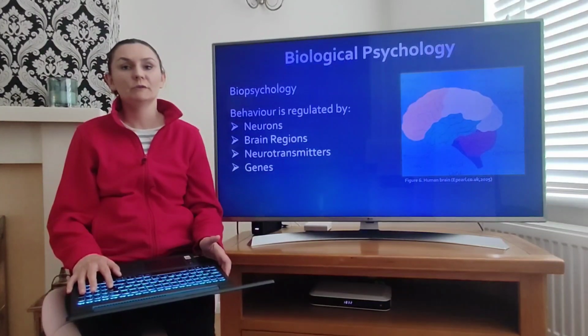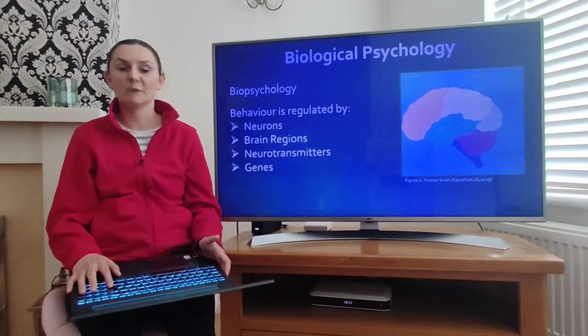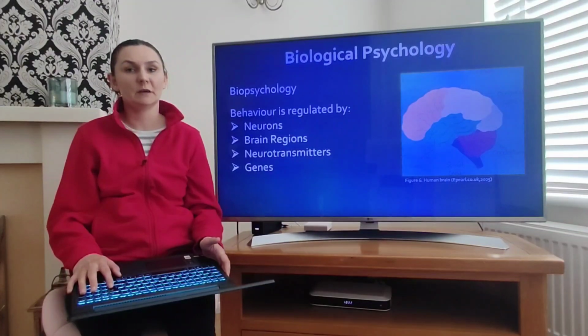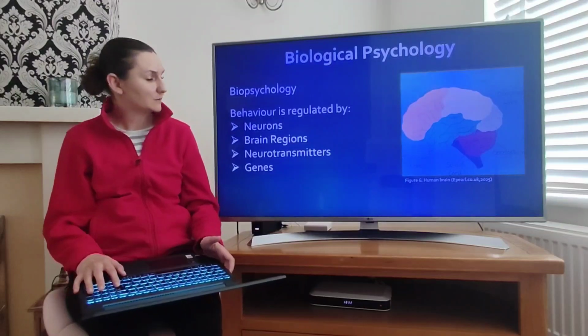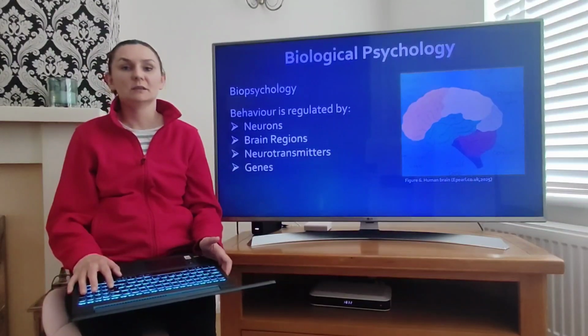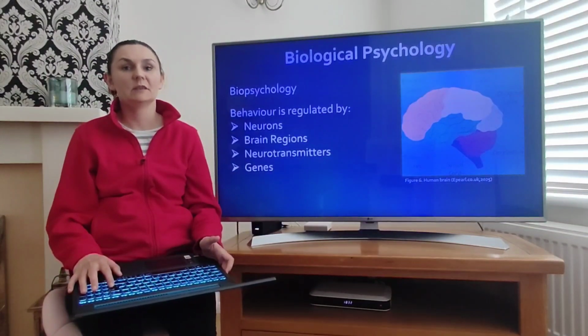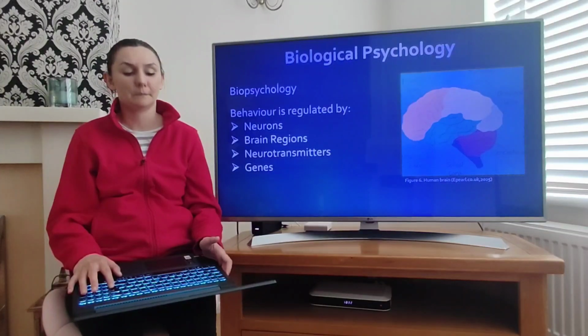Number 1. Neurons are basic blocks that build the whole nervous system, and they are responsible for the chemical and electrical exchange of messages. Number 2, brain regions are the center of the nervous system. Different parts of the brain are responsible for our abilities. Number 3, neurotransmitters are chemicals that transmit specific signals between neurons and the brain. Number 4, genes and genetic factors are inherited from family, for example, parents.